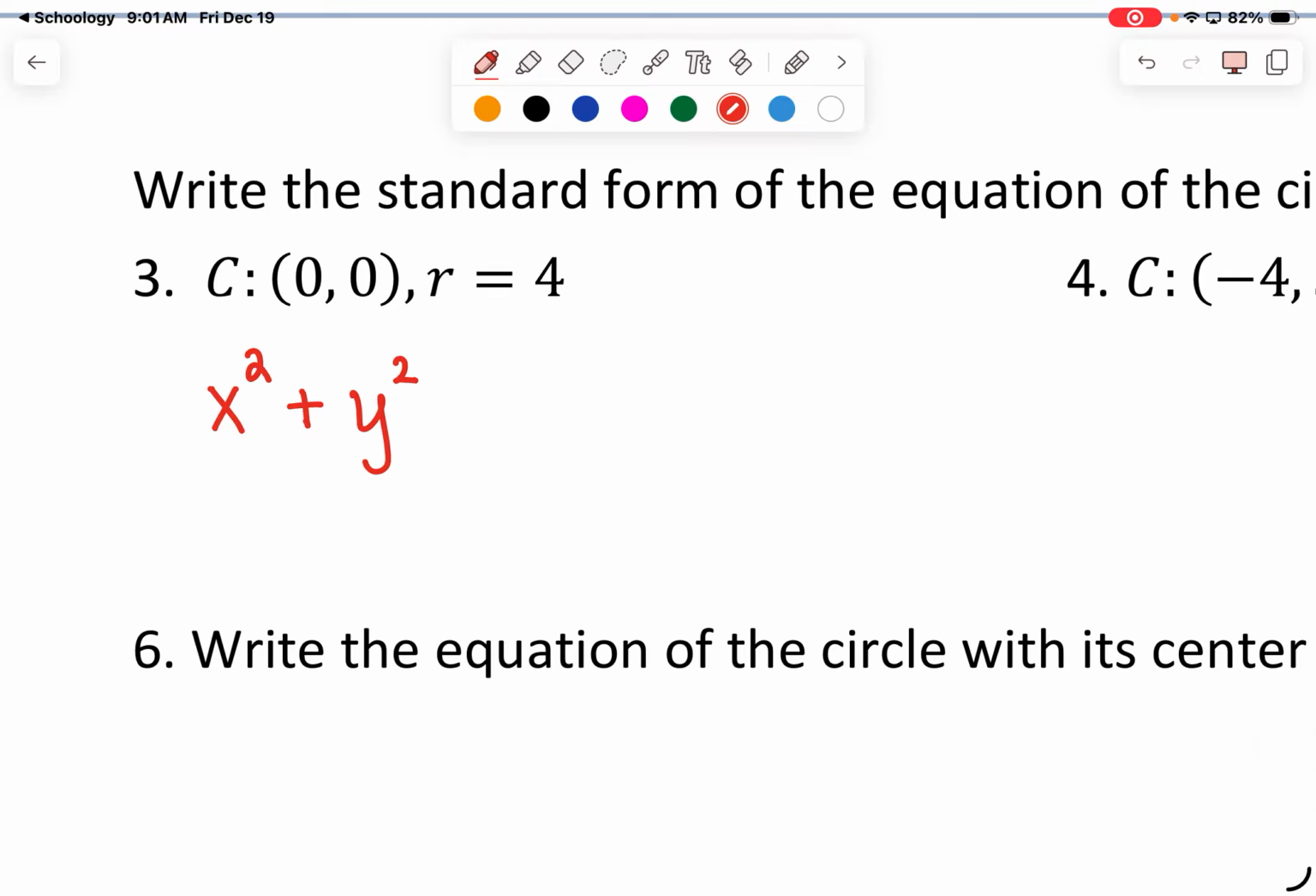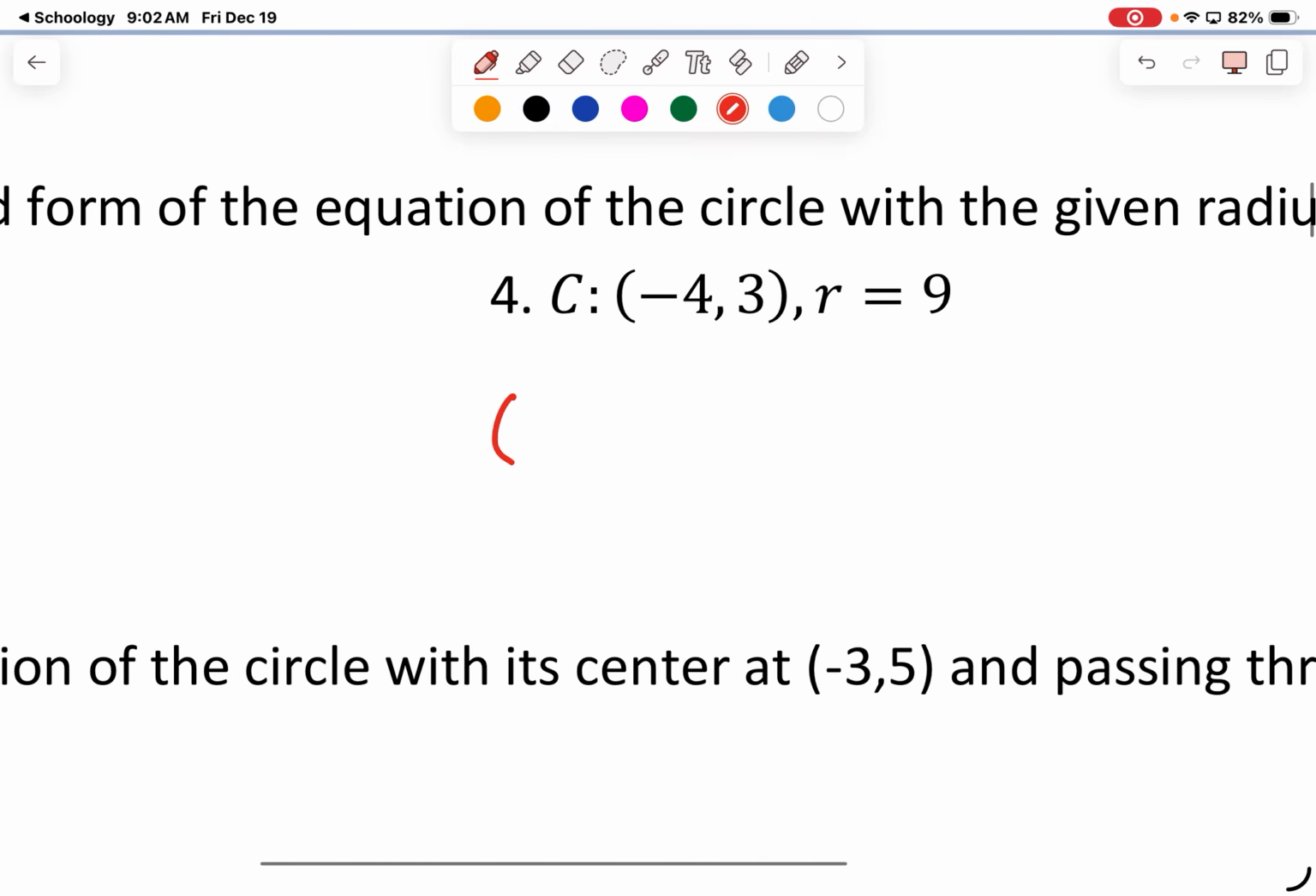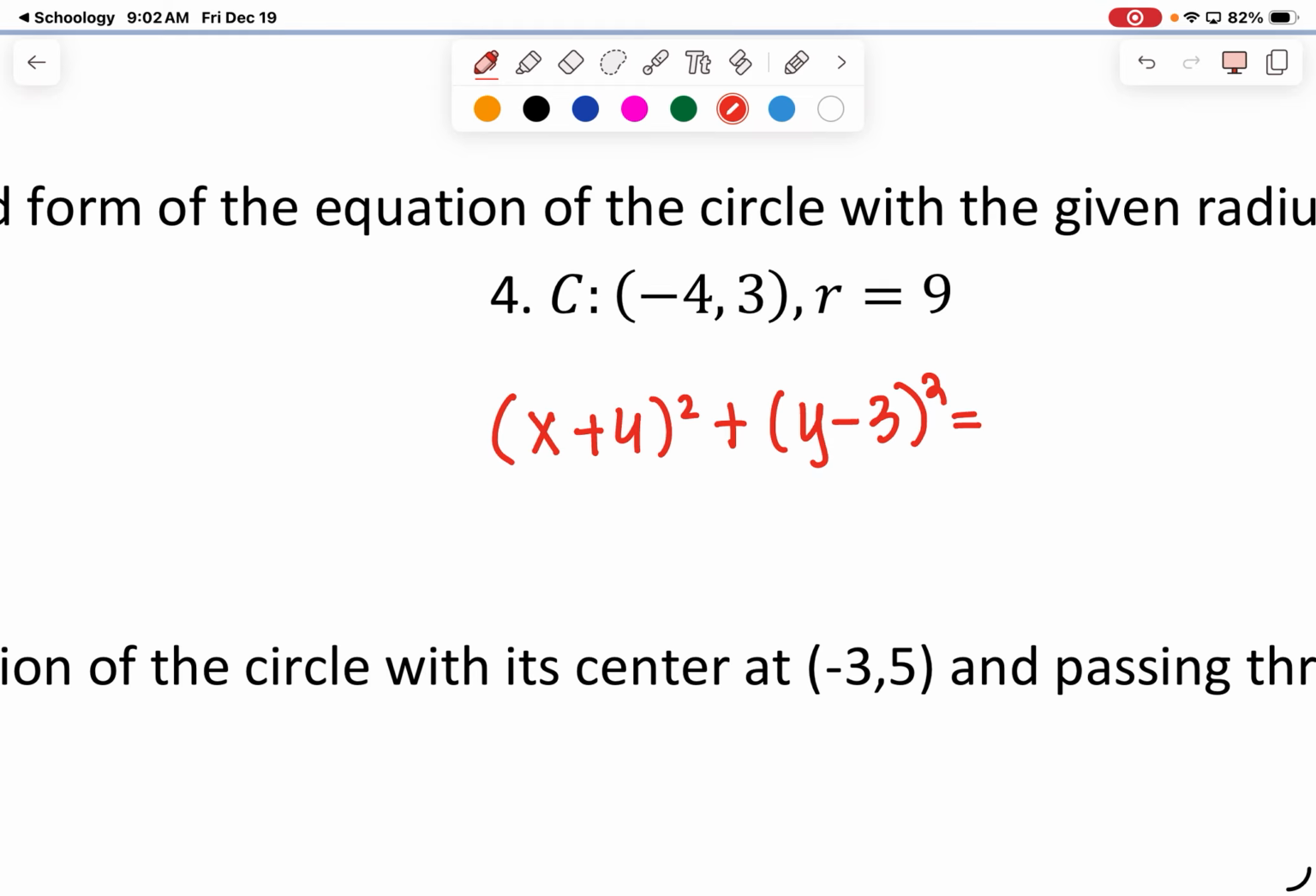Nothing subtracted off of y, so y squared equals, and then remember it's r squared, so squaring 4, you get 16. All right, x minus a negative 4, so that becomes plus 4 squared, plus y minus 3 quantity squared is equal to 9 squared, which is 81.